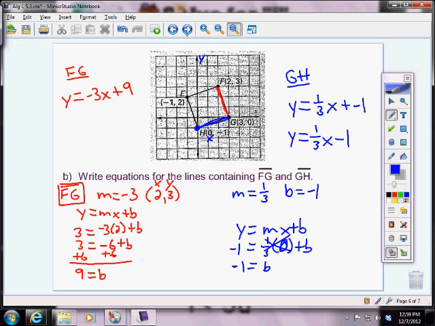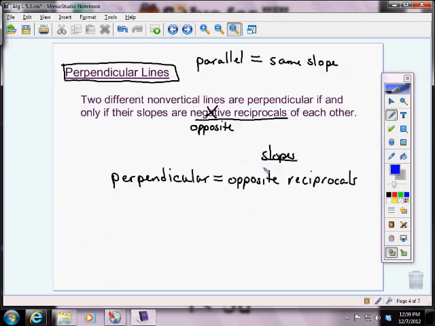The important thing to remember from this section is that the slopes of perpendicular lines are opposite reciprocals of each other. Meaning if one's positive, the other one's negative, or vice versa. And then they're also reciprocals.